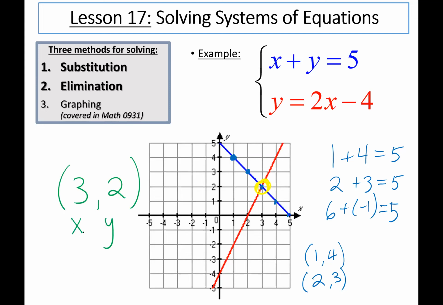3 is our x value, 2 is our y value. So there's two variables now. So you can see that works up here in the first equation. 3 plus 2 is 5. If we plug in 3 for x and then 2 for y, we would see that the second equation would also have 3, 2 as a possible solution. We'll get to that after we solve this equation using a different method called substitution.